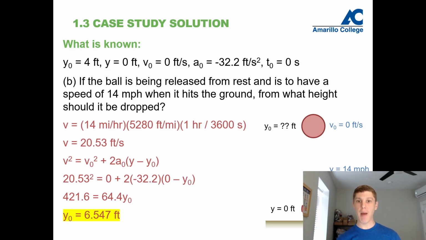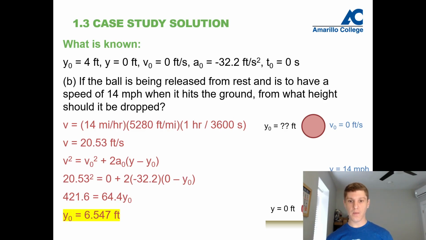And I do that by multiplying by 1, clever forms of 1. So I have 14 miles per hour times 5,280 feet per mile. My miles then cancel out. And then I say times 1 hour over 3,600 seconds. That's still a form of 1, but my hours now cancel out. So 14 times 5,280 divided by 3,600. I get that my velocity is 20.53 feet per second.